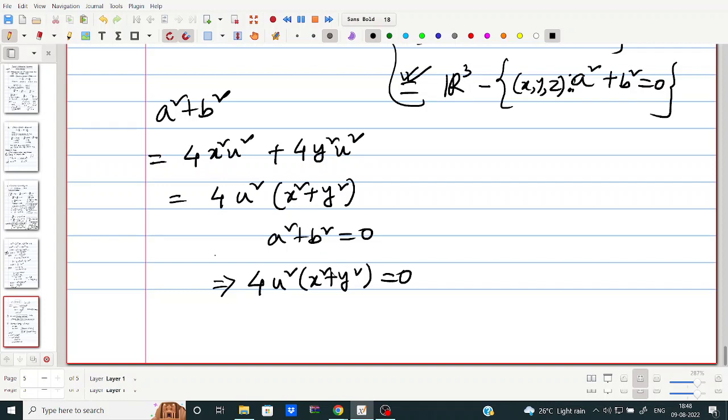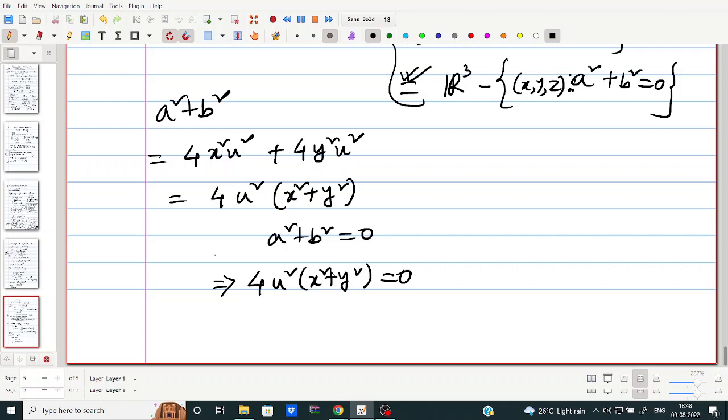And x square plus y square equal to 0 means what? X square is a non-negative term, positive or 0. Y square is also positive or 0. But their sum is 0. This means both should be 0, both x comma y equal to 0 comma 0. So I got either u equal to 0 or x comma y equal to 0 comma 0.